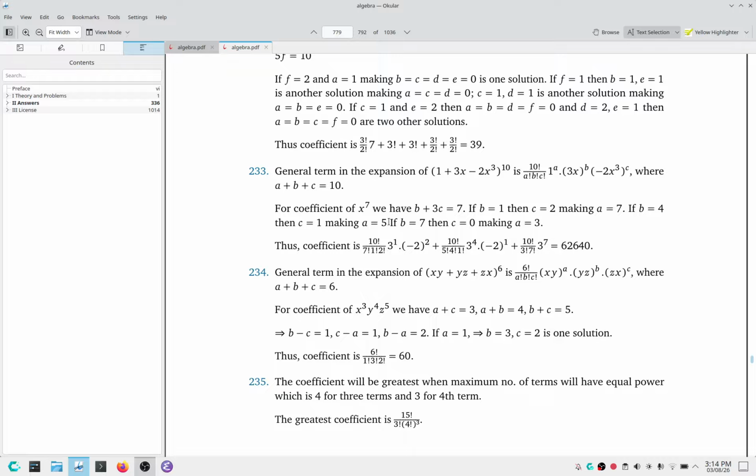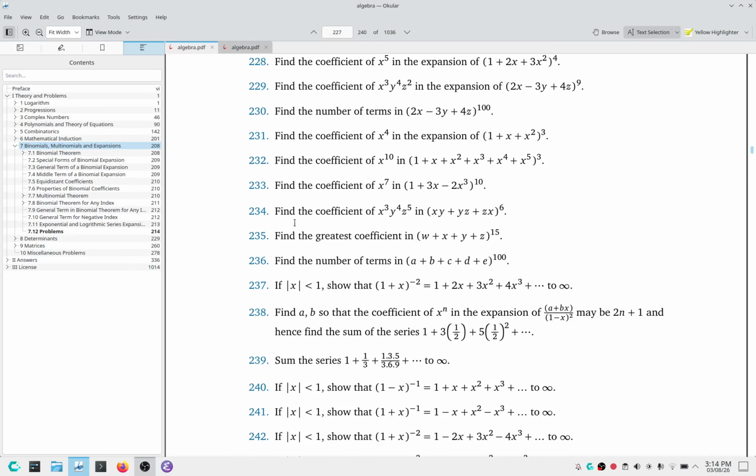Okay, so b is 4 and c is 1, so a would be 5. If b is equal to 7, then c is equal to 0, making a equal to 3. So this would be the final coefficient, that is 62,640.